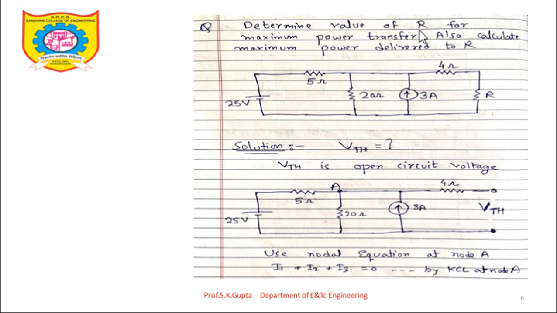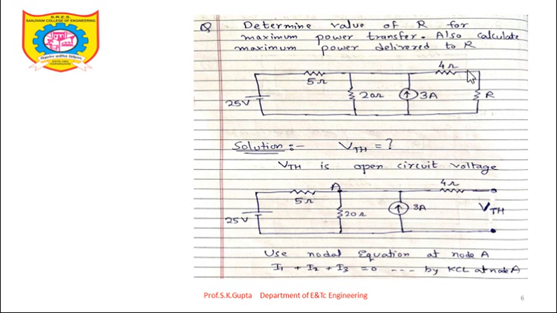So now let's see one more example. To determine value of R, we have to determine the value of R. That means we have to determine RTH for maximum power transfer. Also calculate maximum power delivered to R. Also we have to calculate the maximum power delivered to the load R.